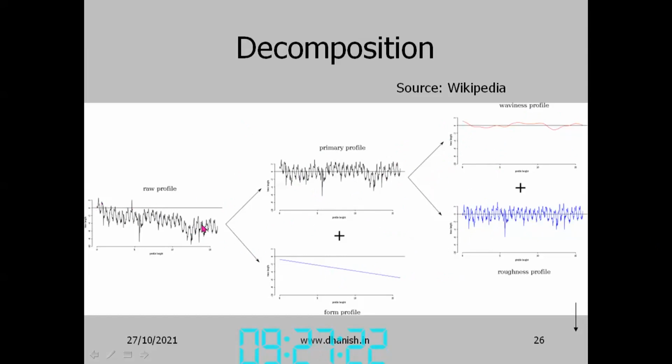Sorry, this is the raw profile. If you remove this tilt, the form, what we get is the primary profile. From the primary profile, if you filter out the waviness, what we get is roughness. If you accept waviness, what we get is the waviness profile. So the raw profile, after removing tilt, gives the primary profile. And from the primary profile, using lambda c, we get the waviness profile and roughness.